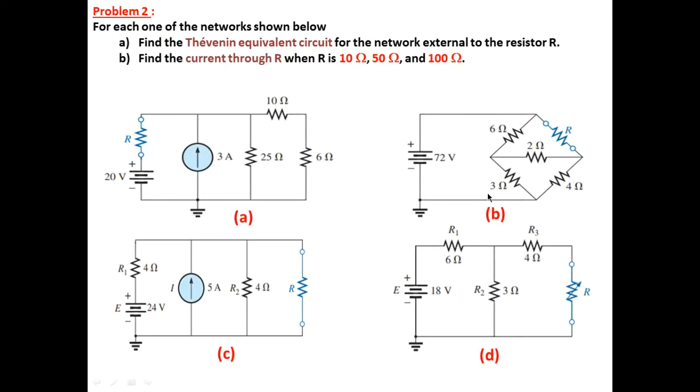You have here 4 different circuits. Here we have this R, and we are interested to determine the Thevenin equivalent circuit for this network. Once you determine the Thevenin equivalent circuit, you reconnect R, and then you calculate the current for different values of R, 10 ohms, 50 ohms, and 100 ohms. You repeat it for all these circuits.